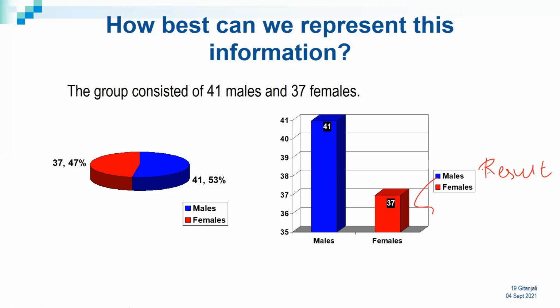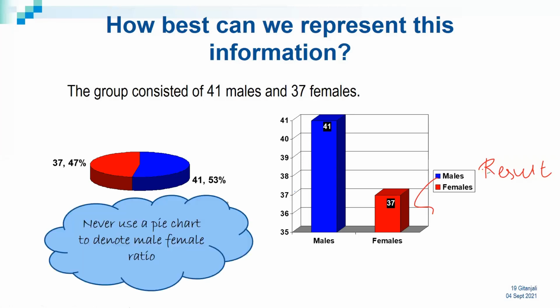Generally what we see in the thesis is that people present this information as a pie chart, or sometimes as a bar, but almost never do they write it just as a sentence. The point I want to make is that in a thesis, please don't use a pie chart to just denote male-female ratio. You don't need that. It is just a sentence, and you can write it like that. That is good enough.